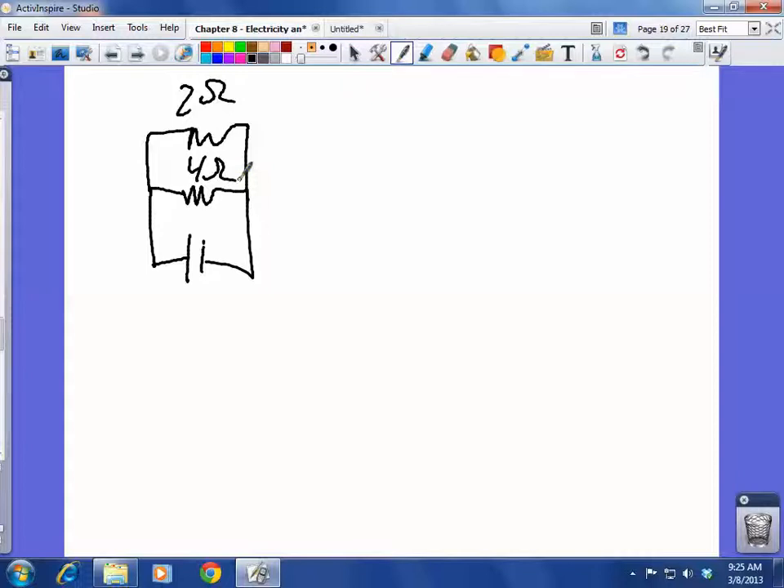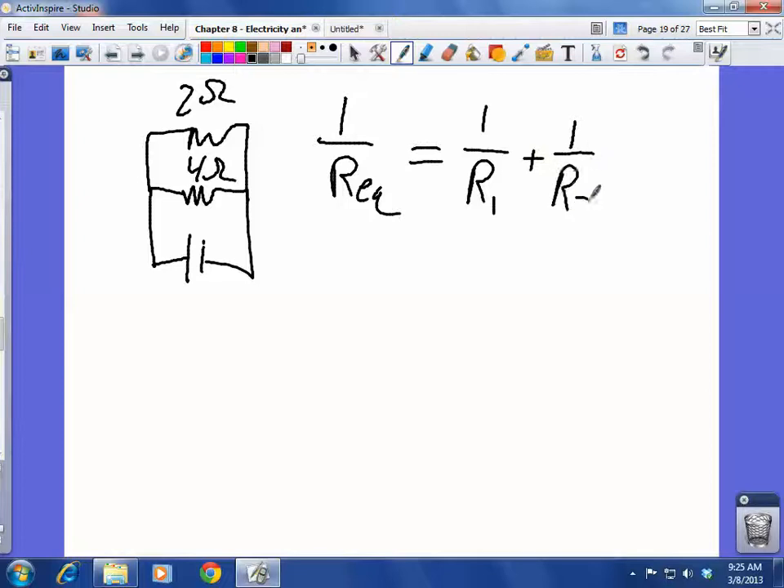Now, if we wanted to figure out exactly how much branched off, that's a little bit complex. But what we can say is that for this parallel circuit, 1 over the equivalent resistance is just equal to 1 over the individual resistors.